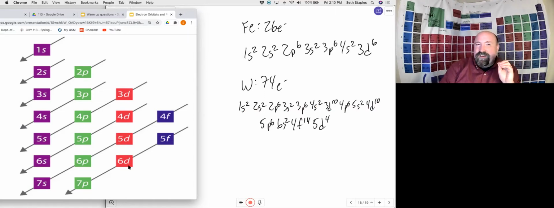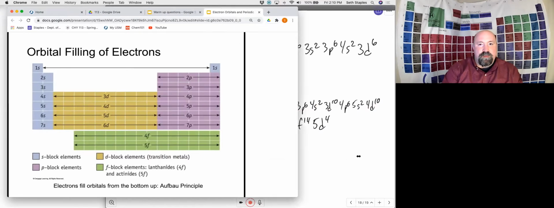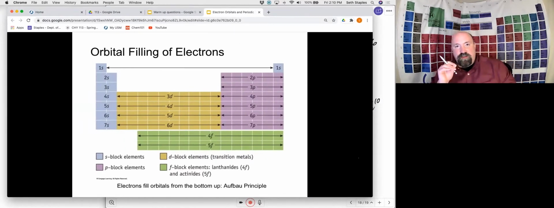Now, let's take a look at something real quick, though, because I'll be honest with you. When I'm doing a configuration now, I don't go through this whole pathway like this. If we take a look at the periodic table, one of the things that we see is that the end of the configuration can be predicted by where an element is in the periodic table. And this is now other terminology that we use for the table. We call our alkali metals and alkaline earth metals these are the S block, because everything in here ends with S.